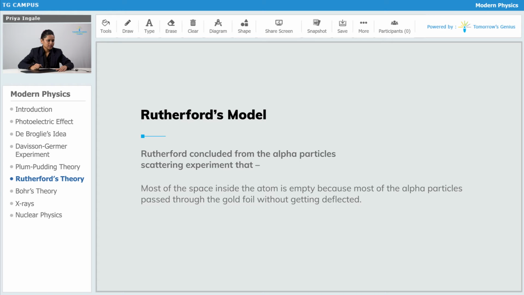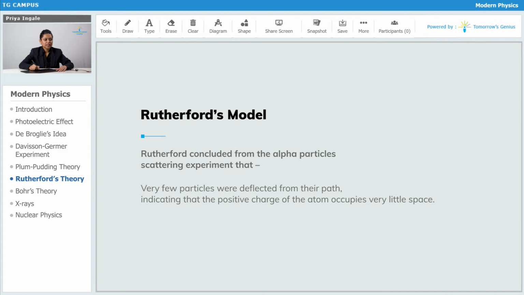Then very few alpha particles were deflected from their path, indicating that the positive charge of an atom occupies very little space. That means the structure was assumed such that the positively charged space is very little, where the very few alpha particles get deflected.